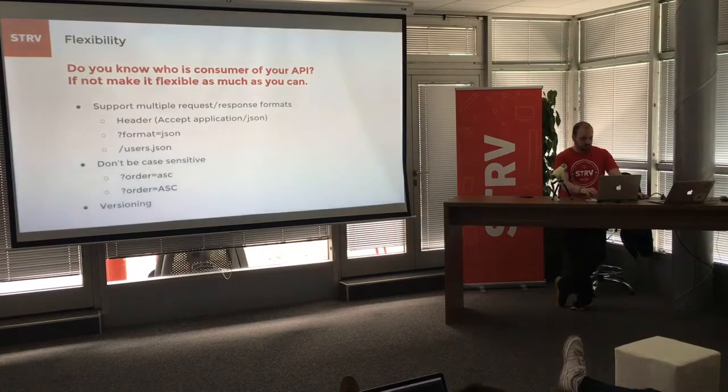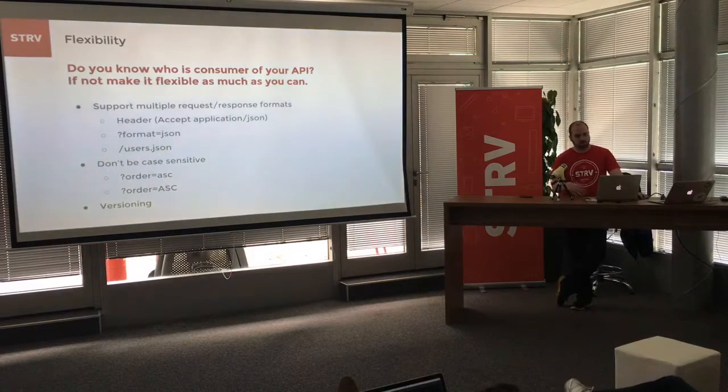Okay, and again, versioning. If you use versioning in a URL, your API will be very flexible, because you will be able to switch to another version without forcing your users to switch to the new version too. So you can support multiple of them. So this is really good.